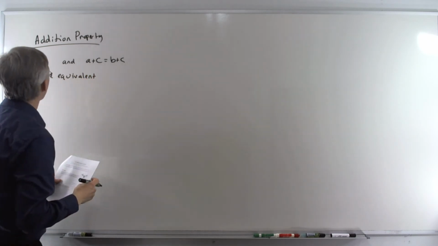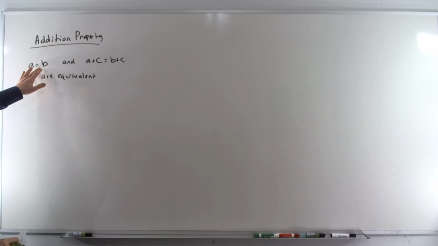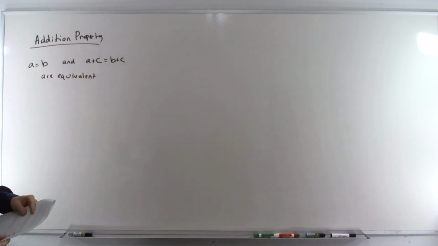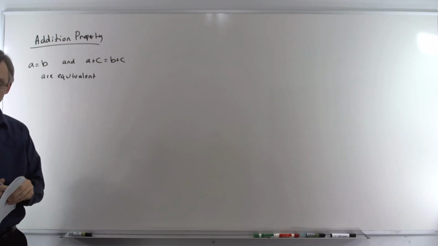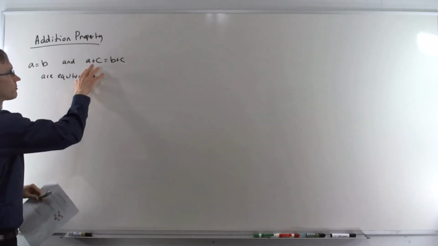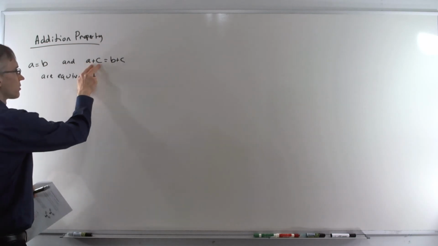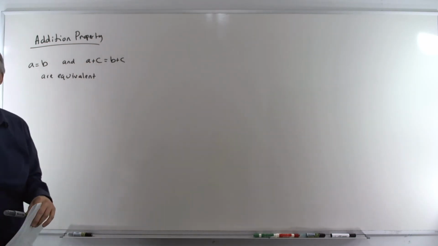So if we look at these two different equations, a equals b and a plus c equals b plus c, those are equivalent equations. And what this means is we can add or subtract, subtraction works as well, the same number to both sides of the equation, and it does not change the solution.